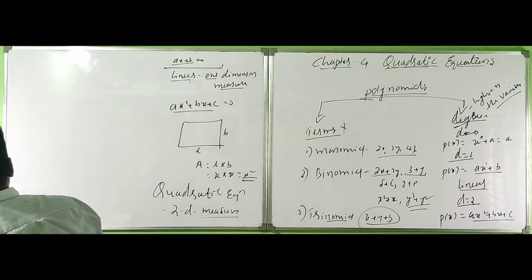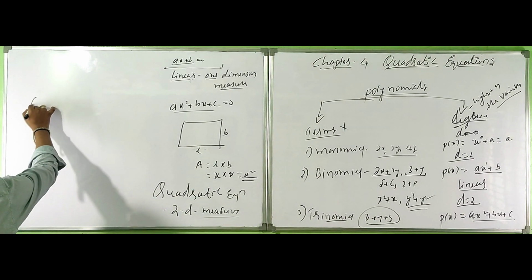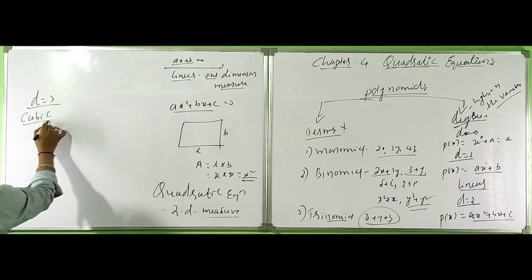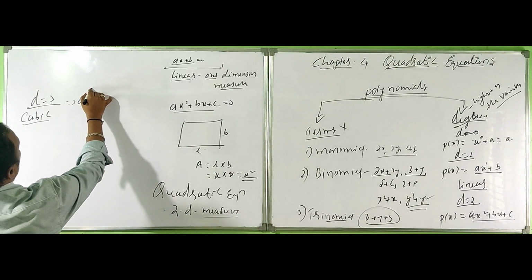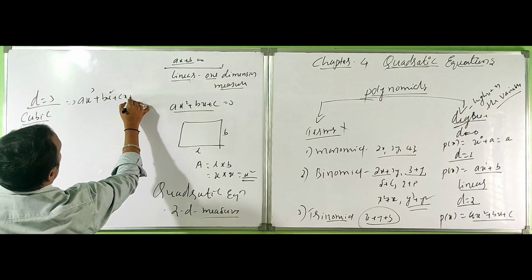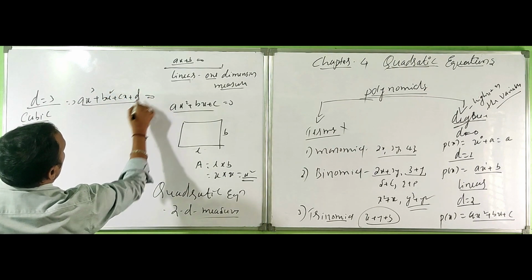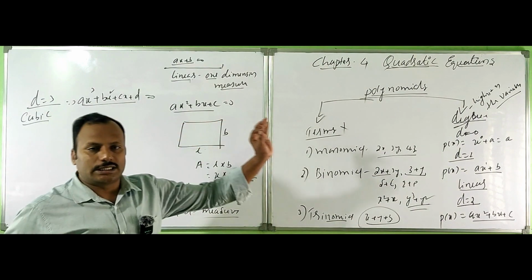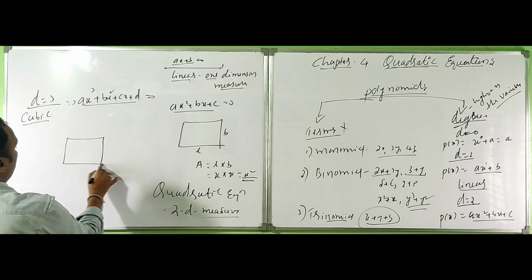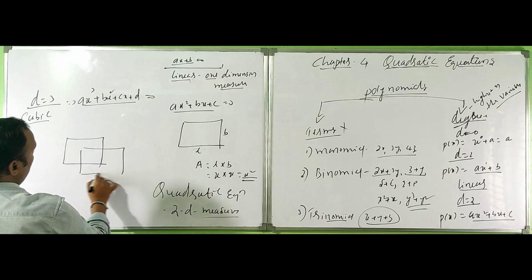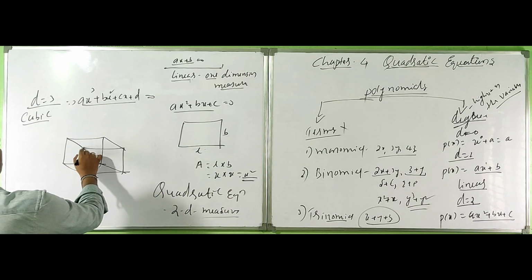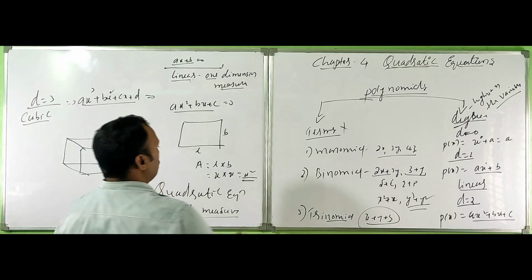Next one is, if the degree is 3, it is called cubic. The general form is ax cube plus bx square plus cx plus d equal to 0. This is 3, right? The 3-dimensional measure, like length, breadth and height. In geometry, in graphs, we have a curve.